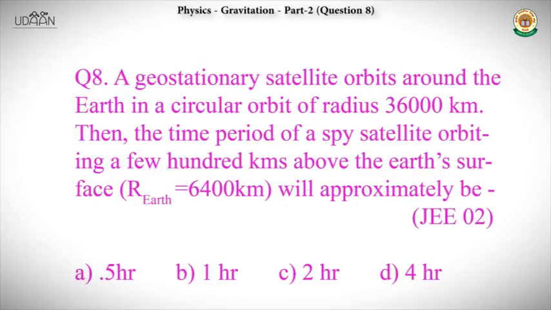So let's solve the 8th question now. We have a geostationary satellite that is orbiting around the Earth in a circular orbit of radius 36,000 kilometers. Then the time period of a spy satellite orbiting a few hundred kilometers above the Earth's surface will approximately be, okay.